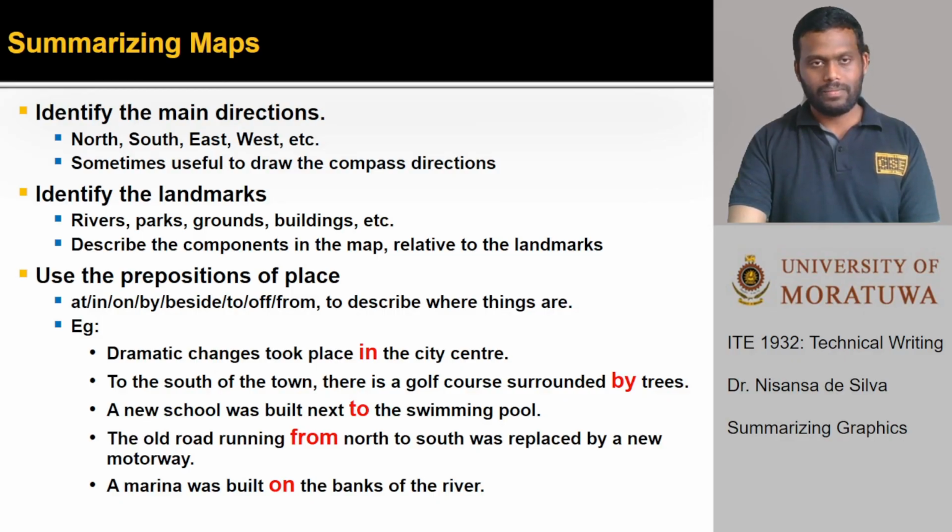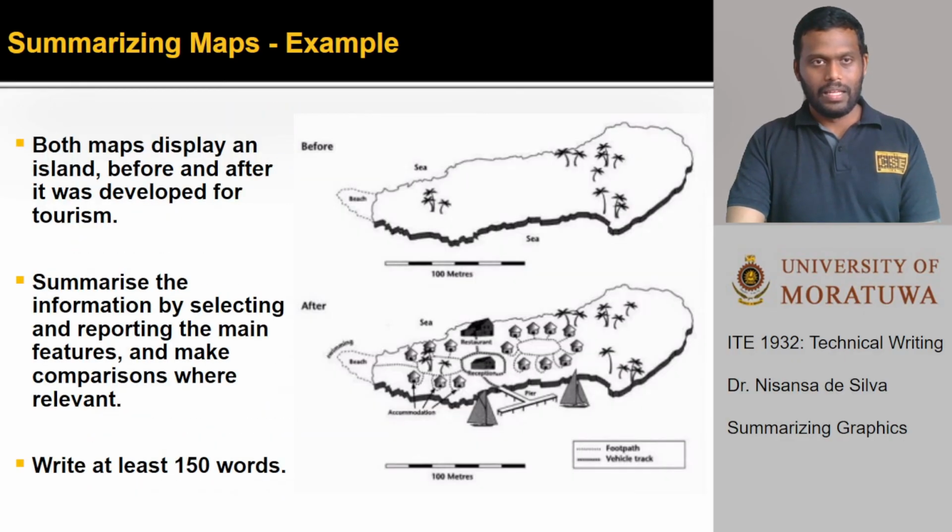Now, look at this map. Both maps display an island before and after it was developed for tourism. Summarize the information by selecting the important points and make comparisons where relevant. Write at least 150 words. So pause the video here and write your summary.